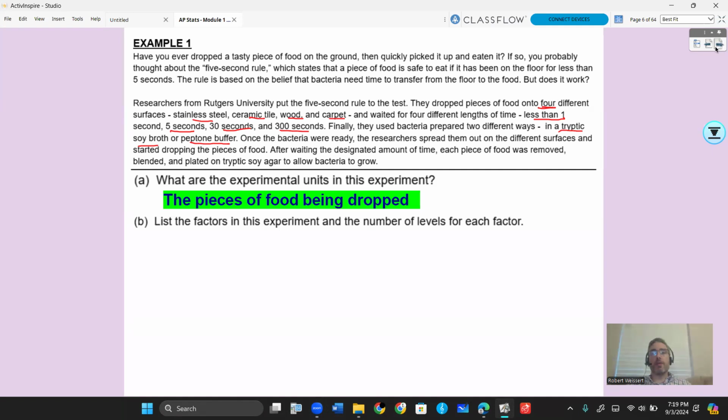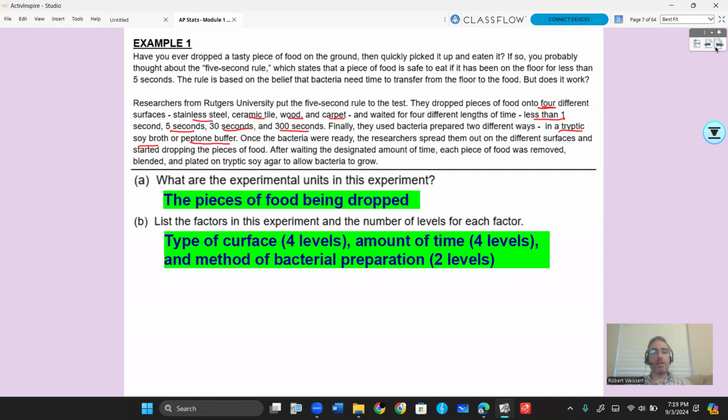The number of levels on each factor. Well, in this case here, we have a type of surface, that's kind of a typo here, type of surface, 4 levels, amount of time, 4 levels, method of bacterial preparation, 2 levels. So a lot of different ways to combine those. Let me fix that typo there because it's really bugging me. So we'll say type of surface, 4 levels, amount of time, 4 levels, and 2 levels.